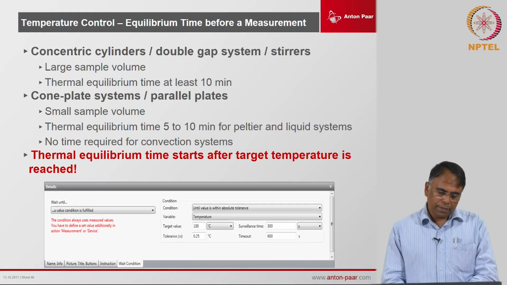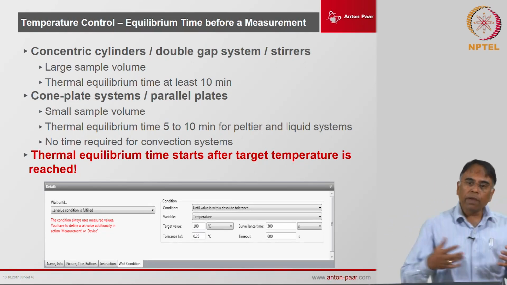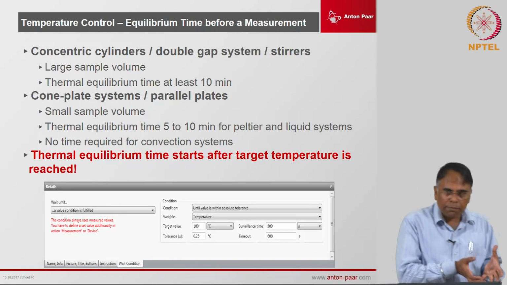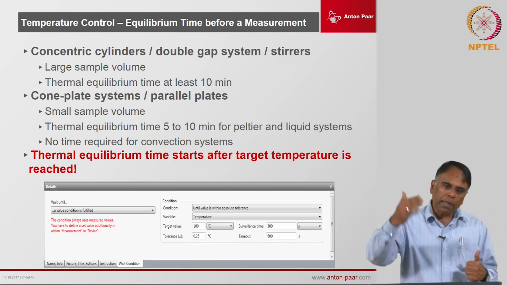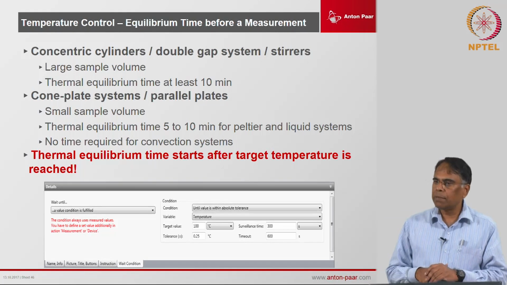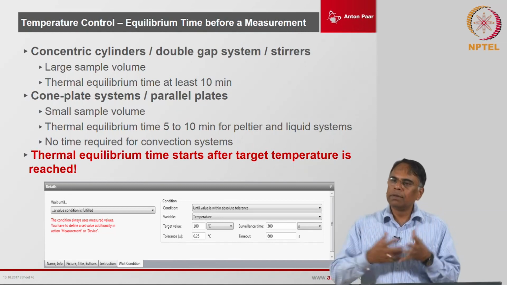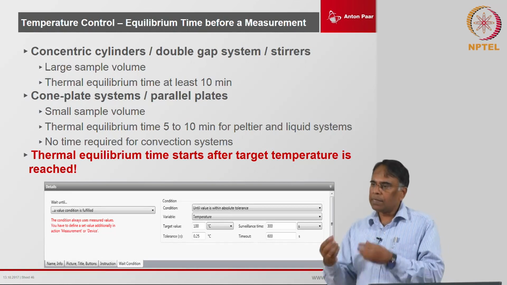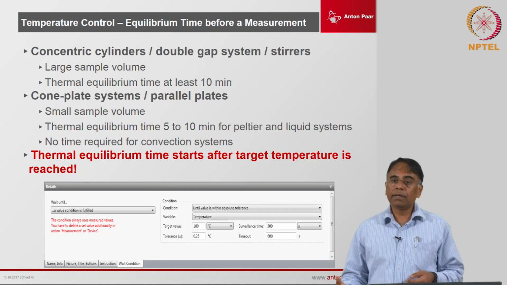Also, if you look at the equilibrium times, from geometry to geometry they are going to be different. If you have larger geometries like coaxial cylinder systems, you have to give much larger times because they have larger masses and the sample volumes are also bigger. But if you take a parallel plate or cone and plate, then you can marginally have smaller equilibrium times, because the volumes of the samples are smaller and the geometries themselves do not have that much mass. So, the time to heat up the geometries and the sample will be much shorter in a parallel plate and a cone and plate compared to a coaxial cylinder system.